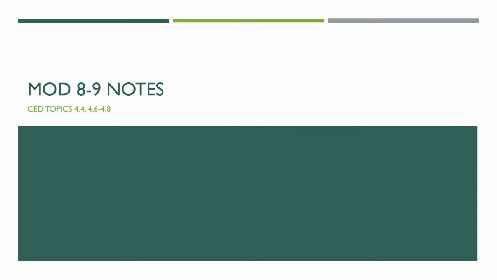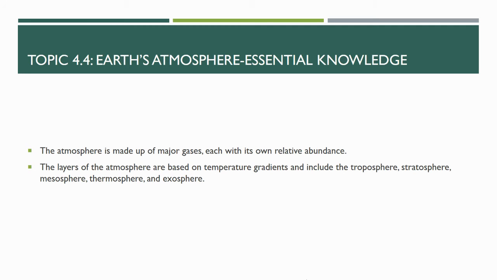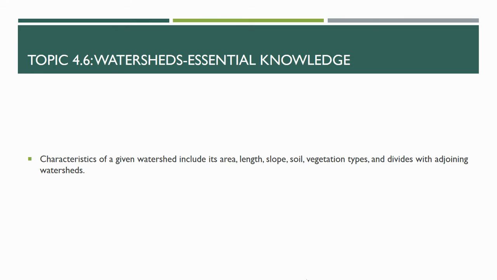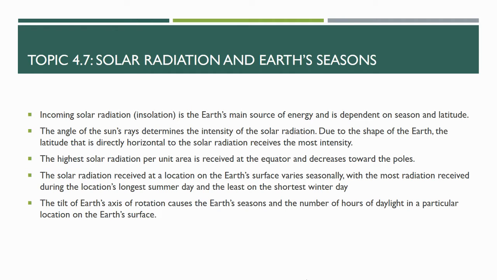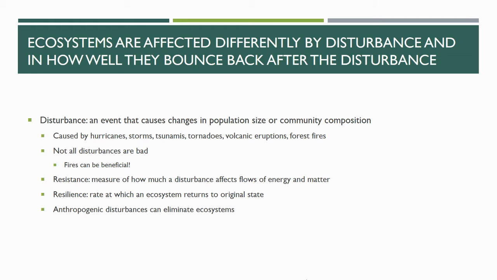This video goes along with modules 8 and 9 in your book. We will discuss Earth's atmosphere, watersheds, solar radiation and Earth's seasons, and Earth's geography and climate. We'll start off with talking about disturbances and watersheds.